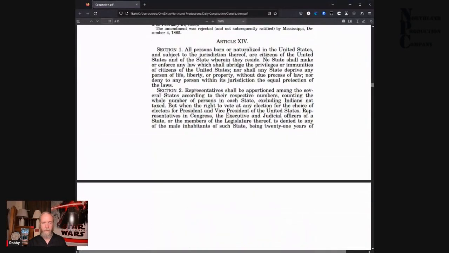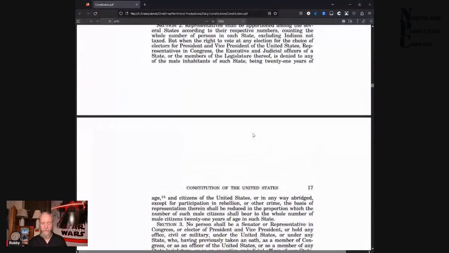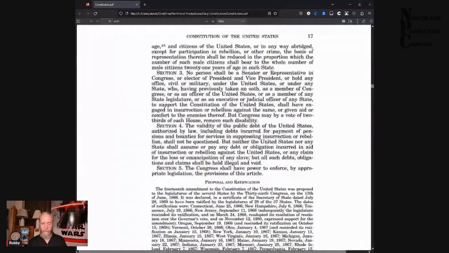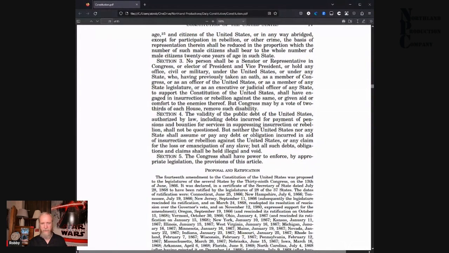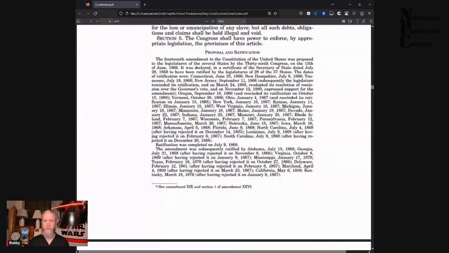We weren't there. But there's some things in this amendment that now have a different meaning and have been looked at a lot differently by courts over the years. So let's read the proposal and ratification. The 14th Amendment to the Constitution of the United States was proposed to the legislatures of the several states by the 39th Congress on the 13th of June, 1866.